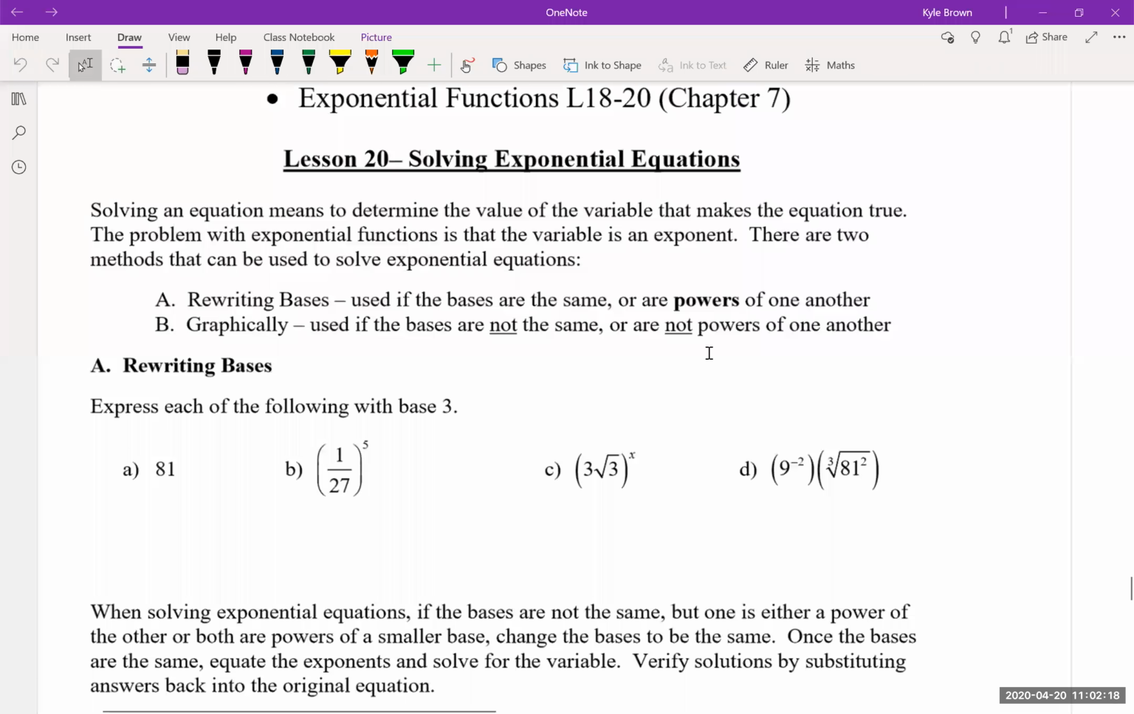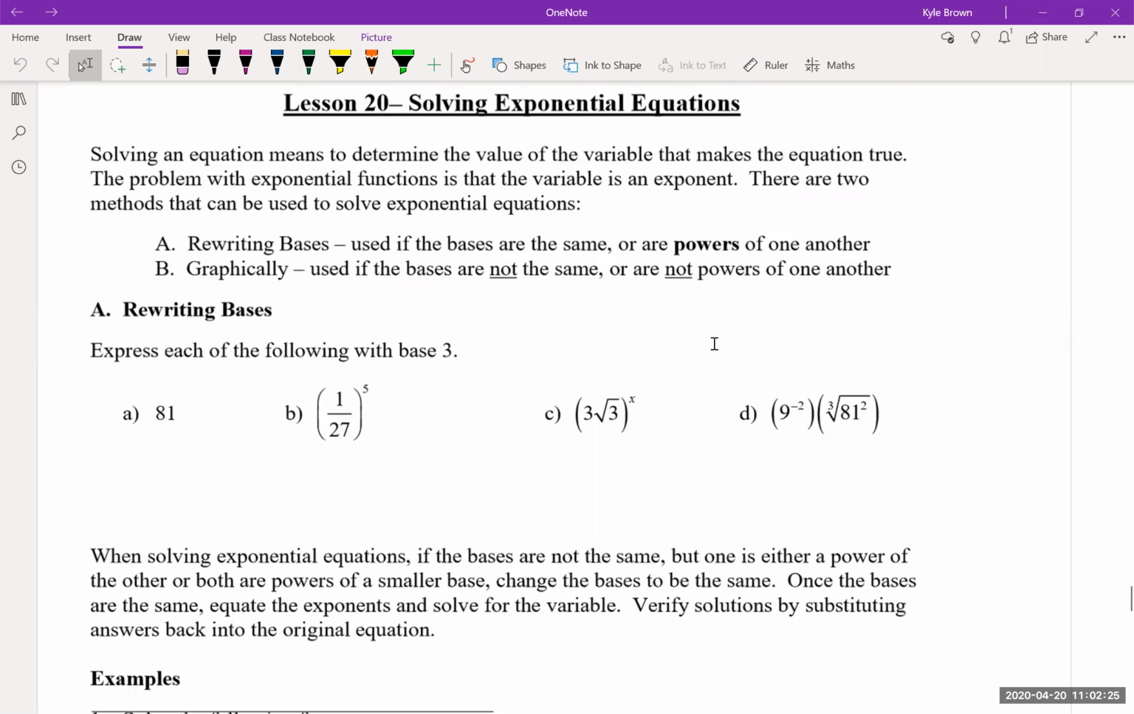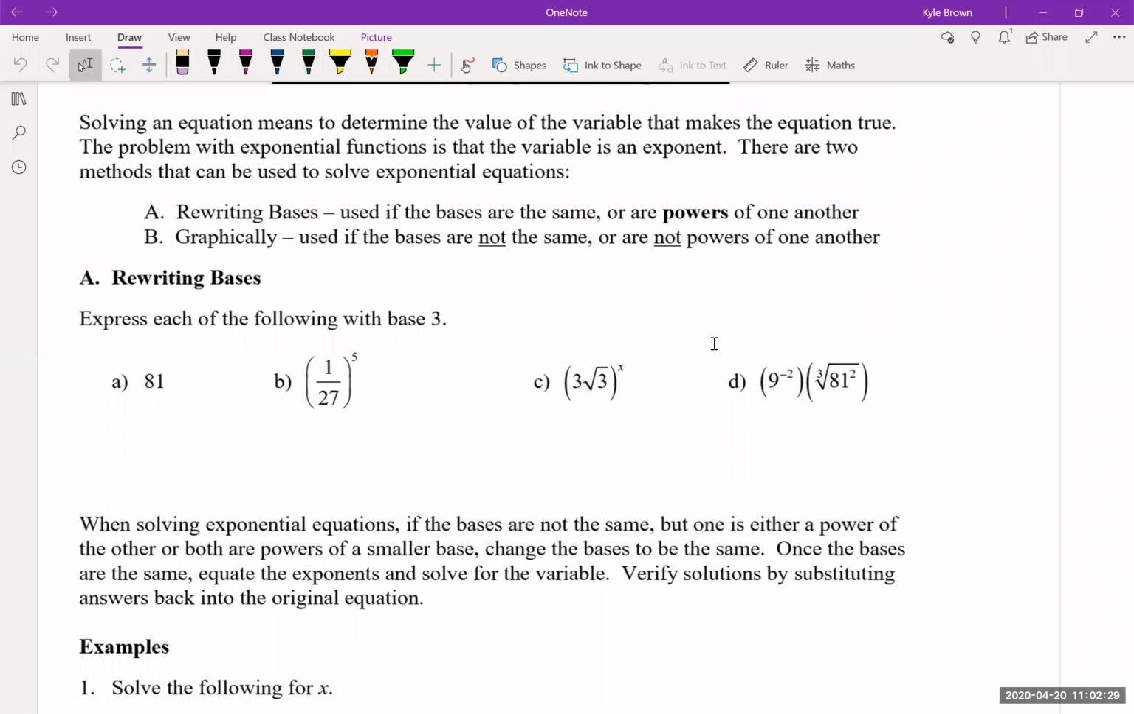All right, lesson 20, solving exponential equations. This will be a little bit quicker. I keep saying that, but this one actually will, I think. Okay, so we ran this problem before, right?